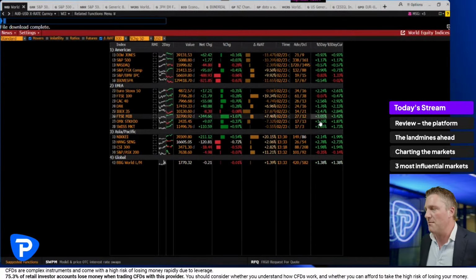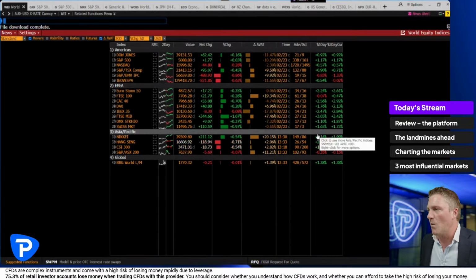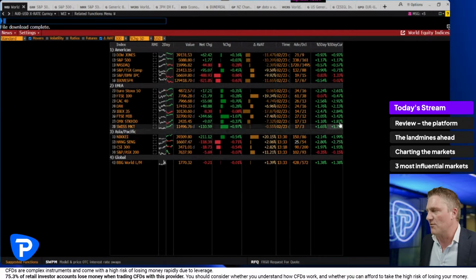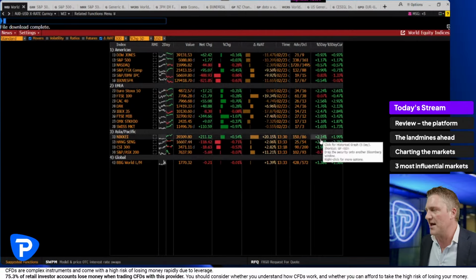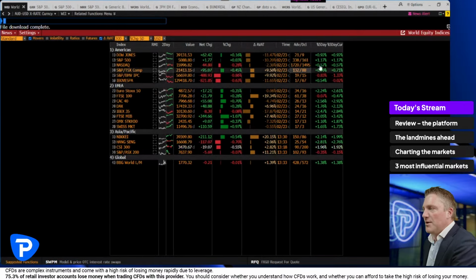So you can see here that the MIB in Italy was pretty strong, one of the best performing markets. You can see that we saw some really strong gains last week coming through in the Nikkei, also in the CSI 300. So China, Japan really outperforming, and we also saw the S&P having a strong week, and European markets having some nice moves as well.